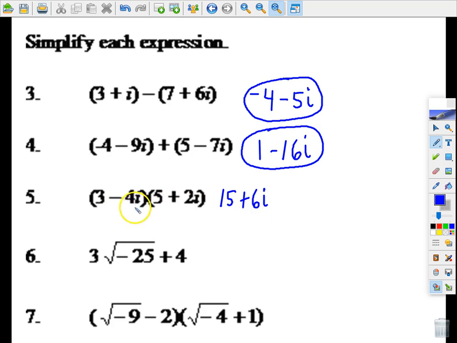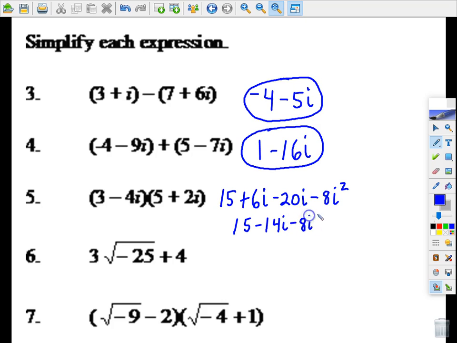Inside, these two multiplied together would be negative 20i. And then these last terms multiplied together would give you negative 8i squared. Remember, i times i is i squared. Well, combining like terms, I've got these i terms here that I can put together. 6i minus 20i is negative 14i.